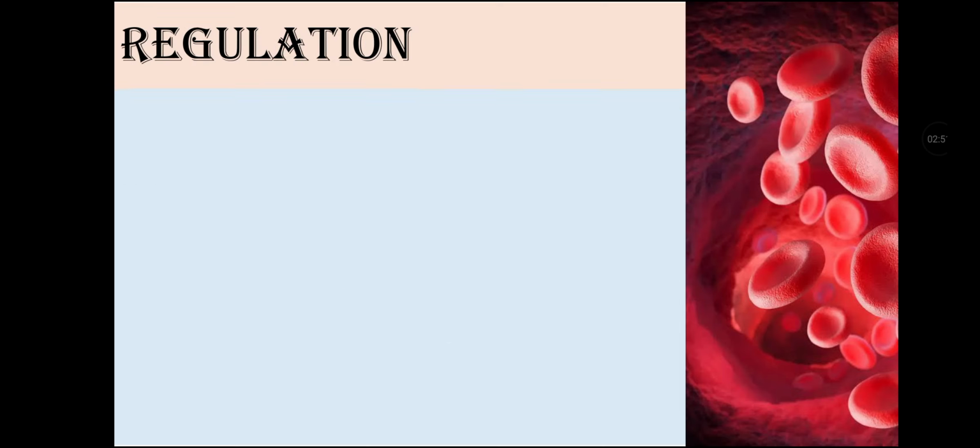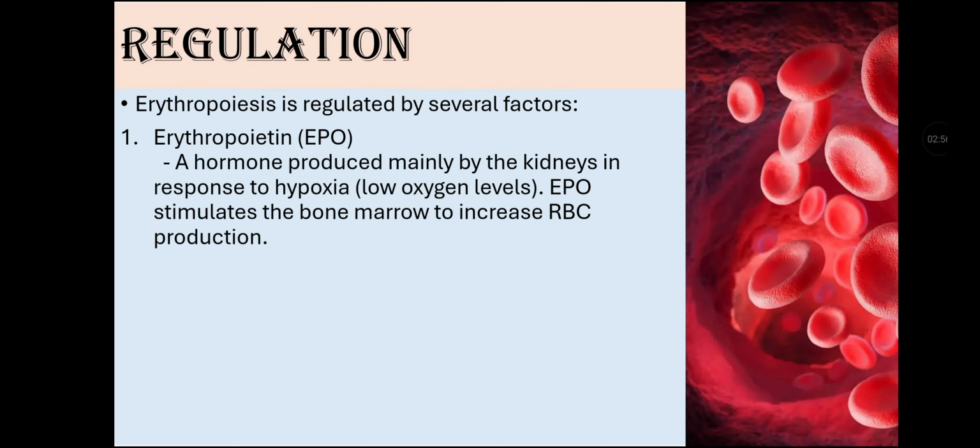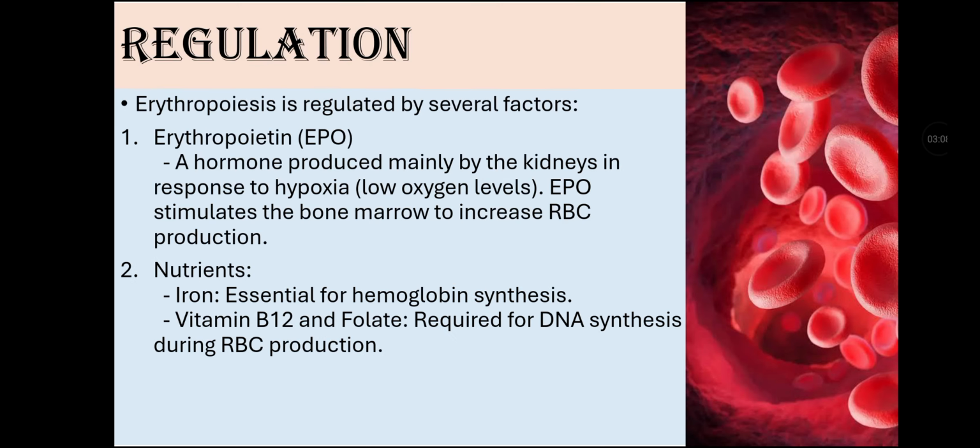Now there are some factors that regulate erythropoiesis, and the first factor is erythropoietin. Erythropoietin is basically a hormone produced mainly by the kidneys in response to hypoxia, and hypoxia is low oxygen level in blood. Erythropoietin stimulates the bone marrow and increases the RBC production.